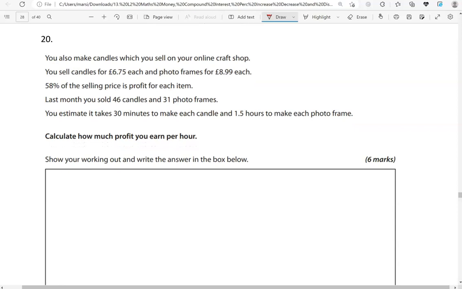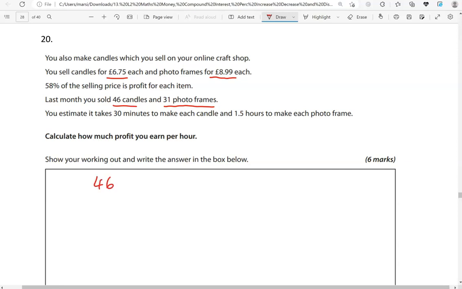You also make candles which you sell on your online craft shop. You sell candles for £6.75 each and photo frames for £8.99 each. 58% of the selling price is profit for each item. Last month you sold 46 candles and 31 photo frames. You estimate it takes 30 minutes to make each candle and 1.5 hours to make each photo frame. Calculate how much profit you earn per hour, show your working out, and write the answer in the box below.